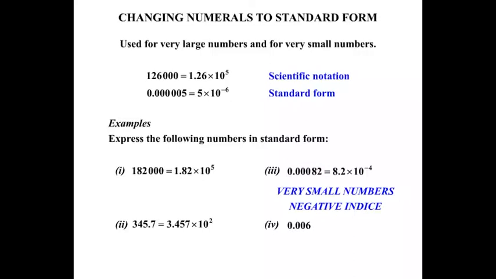Our final example, 0.006. Well, we need to move the decimal point. There it is. We need to move it after the 6. So let's count. 1, 2, 3. 3 places. So we're going to write the 6. All right, there's no other number in this case. So 6 times 10 to the minus 3. So you can see we moved the point 3 places. That's why we got the 3. But because it's a very small number, that's why it's minus 3.